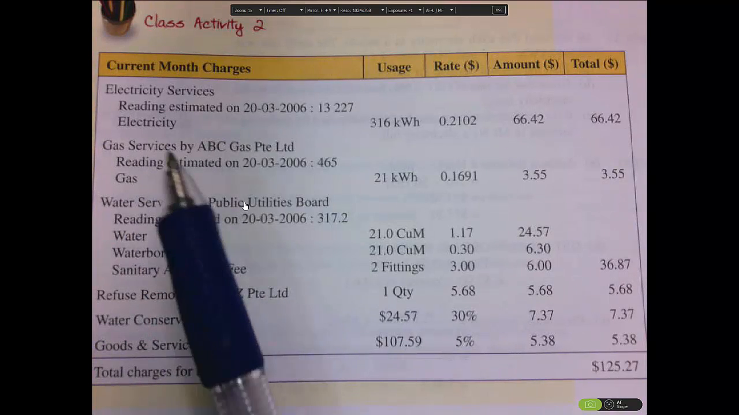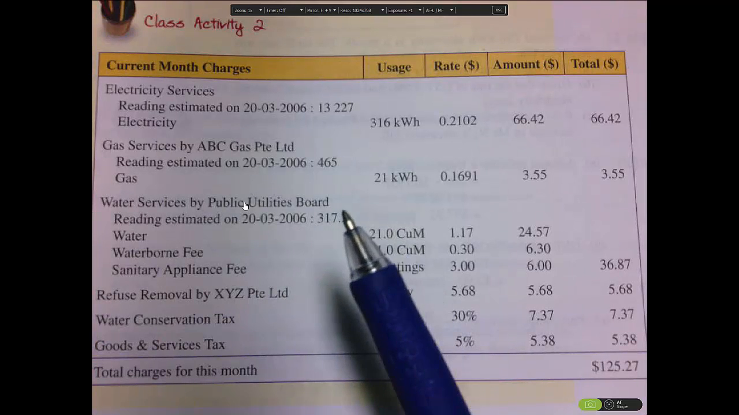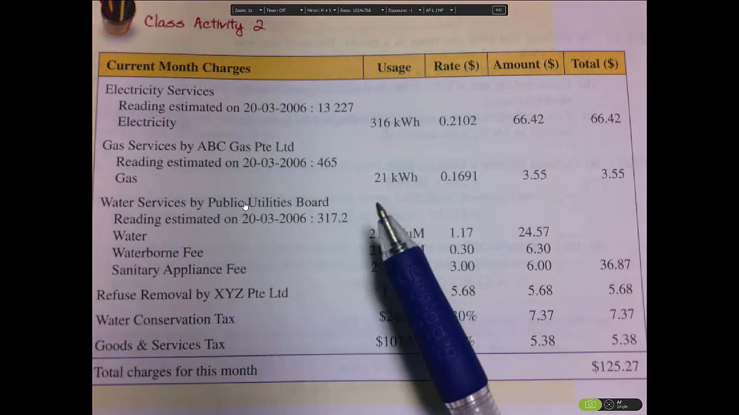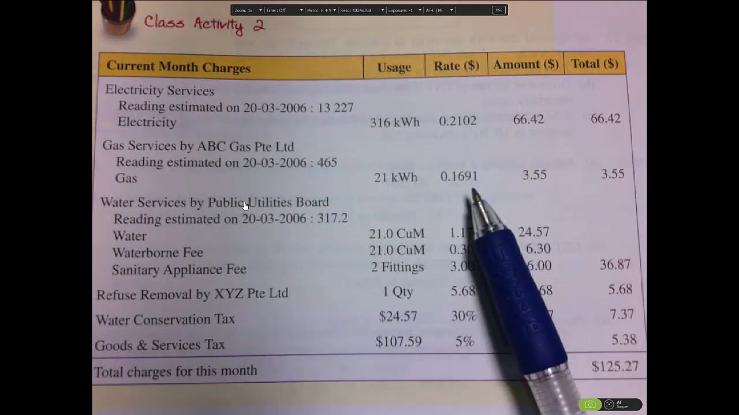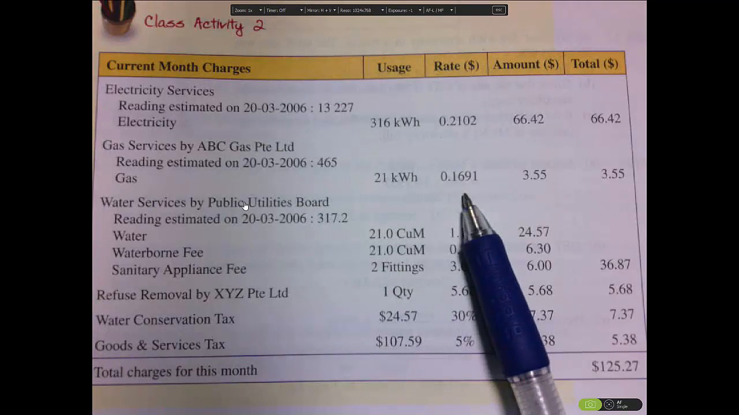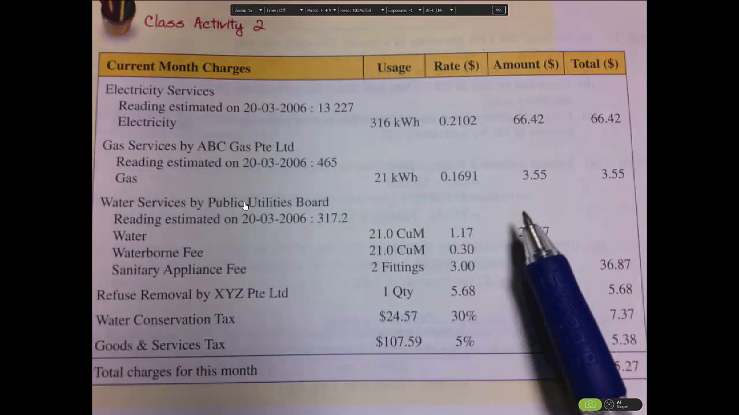Same for gas. Some of you may use those gas canisters where the uncle has to come and deliver them to you, but for many of us the gas is piped to us. Same thing here, it's also a unit of energy. There's a different rate. You multiply 21 by 0.1691, you get $3.55 for the gas services.